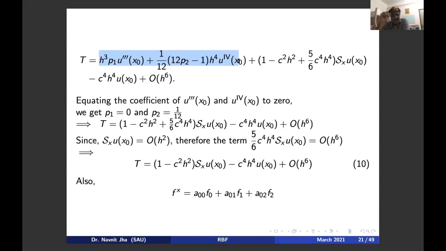So if I take the coefficients of the u third derivative and u fourth derivative as 0, and this is possible if you take p1 as 0 and p2 as 1 by 12. With this constraint, with these values of p1 and p2, these two terms will vanish. And then you get T coming out to be this. So I have got a linear combination T which is order h6 at this point of time.